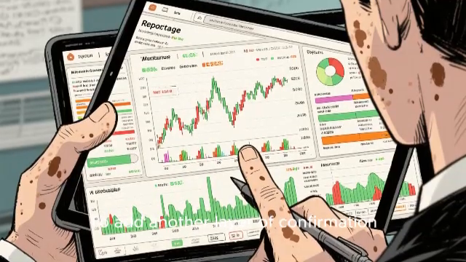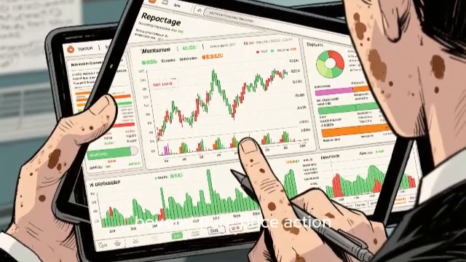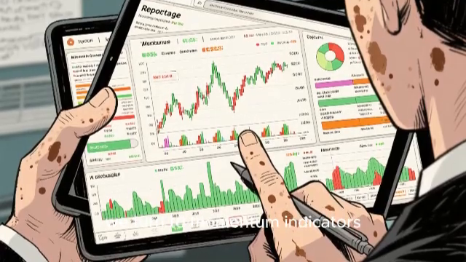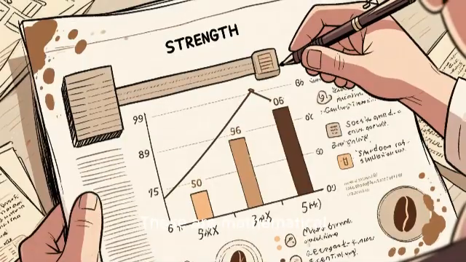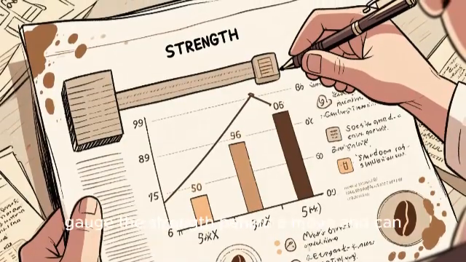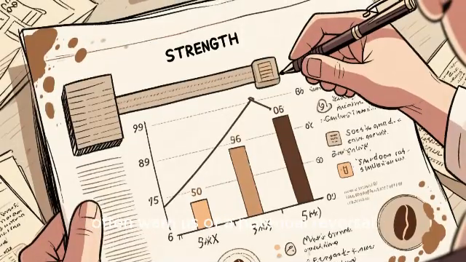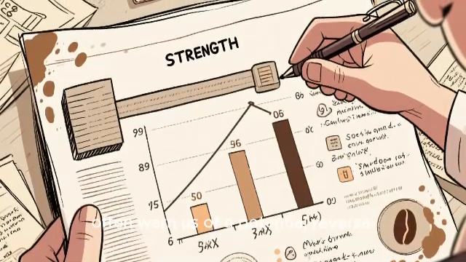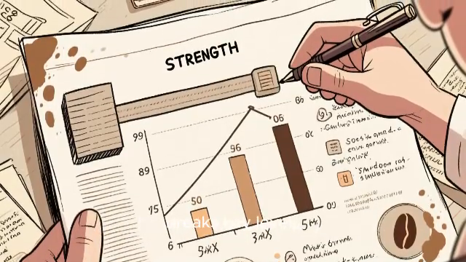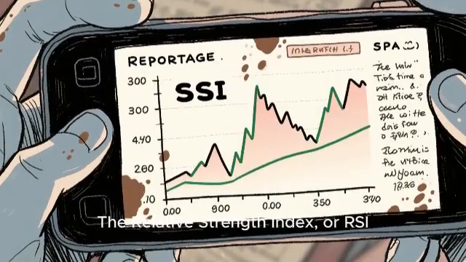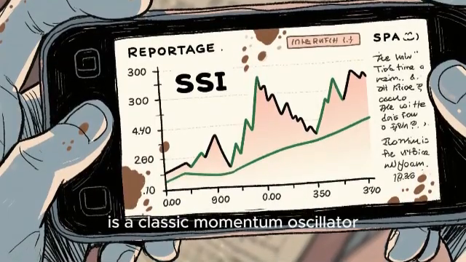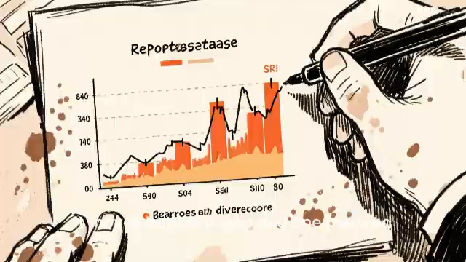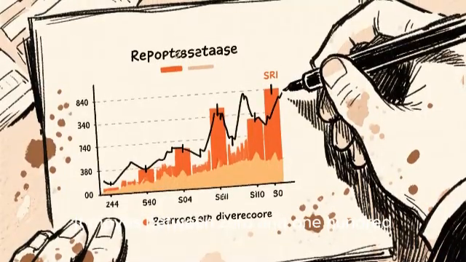To add another layer of confirmation beyond pure price action, we turn to momentum indicators. These are mathematical calculations that help us gauge the strength behind a move and can often warn us of a potential reversal before the price actually breaks key levels. The Relative Strength Index, or RSI, is a classic momentum oscillator. It moves between 0 and 100.